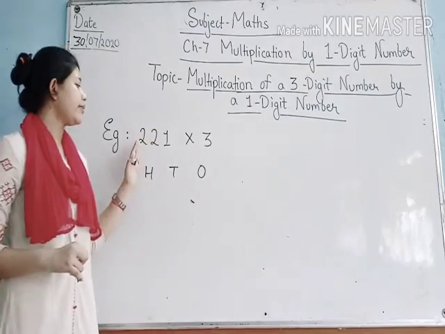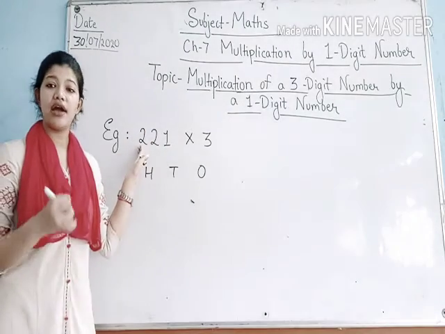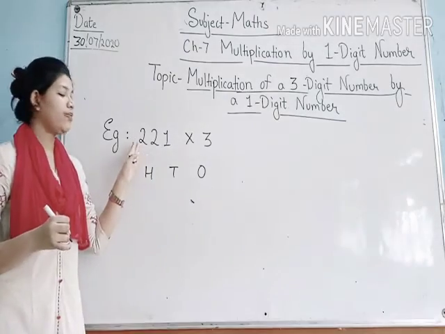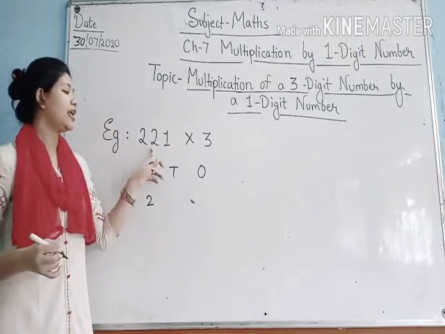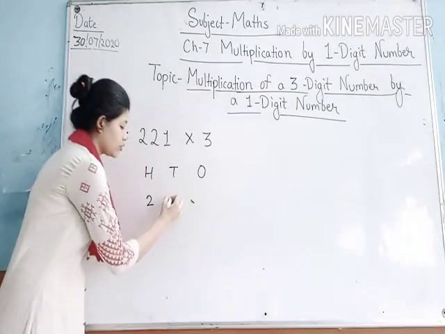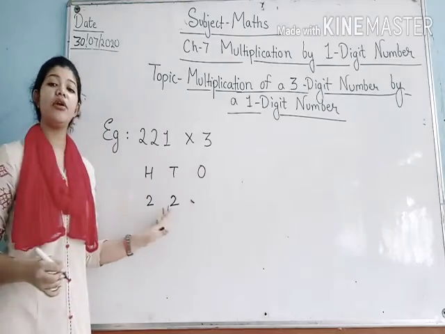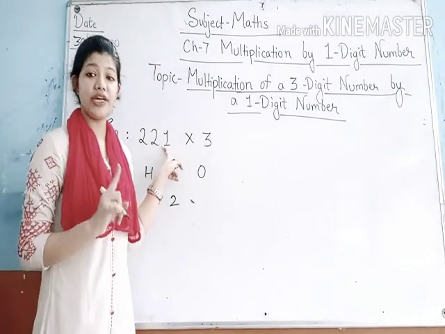In the number 221, 2 is at the hundreds place, so we will place the number 2 under the column of hundreds. Then another 2 will be placed at the tens place, so we will write 2 under the column of tens. Then the number 1 will be placed at the ones place.